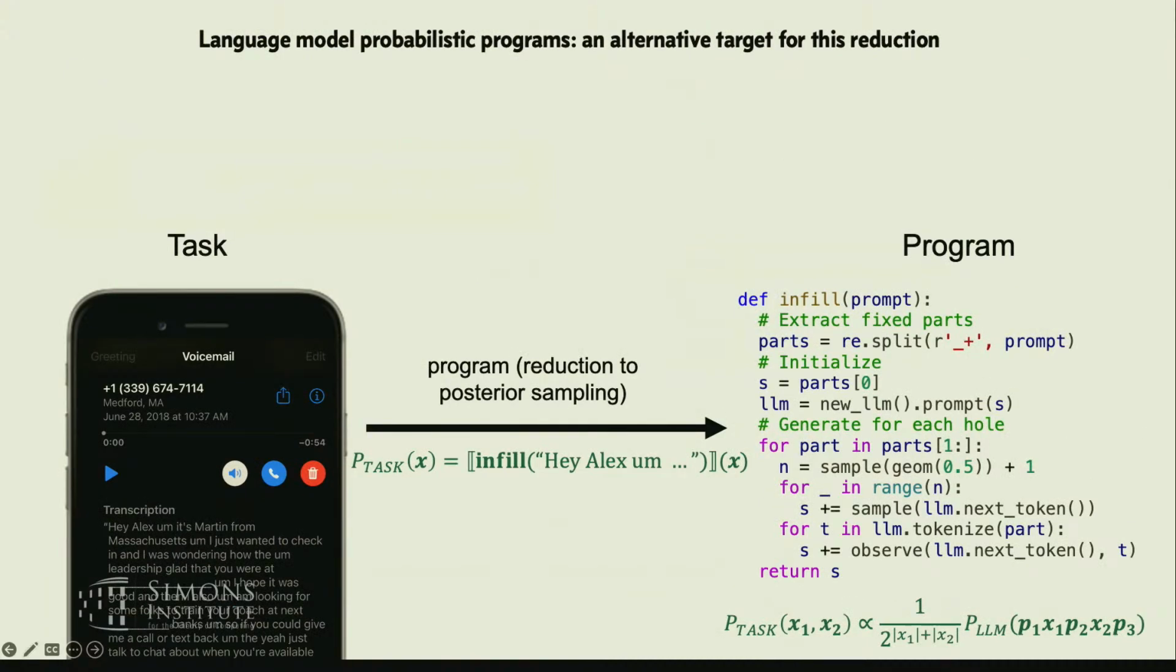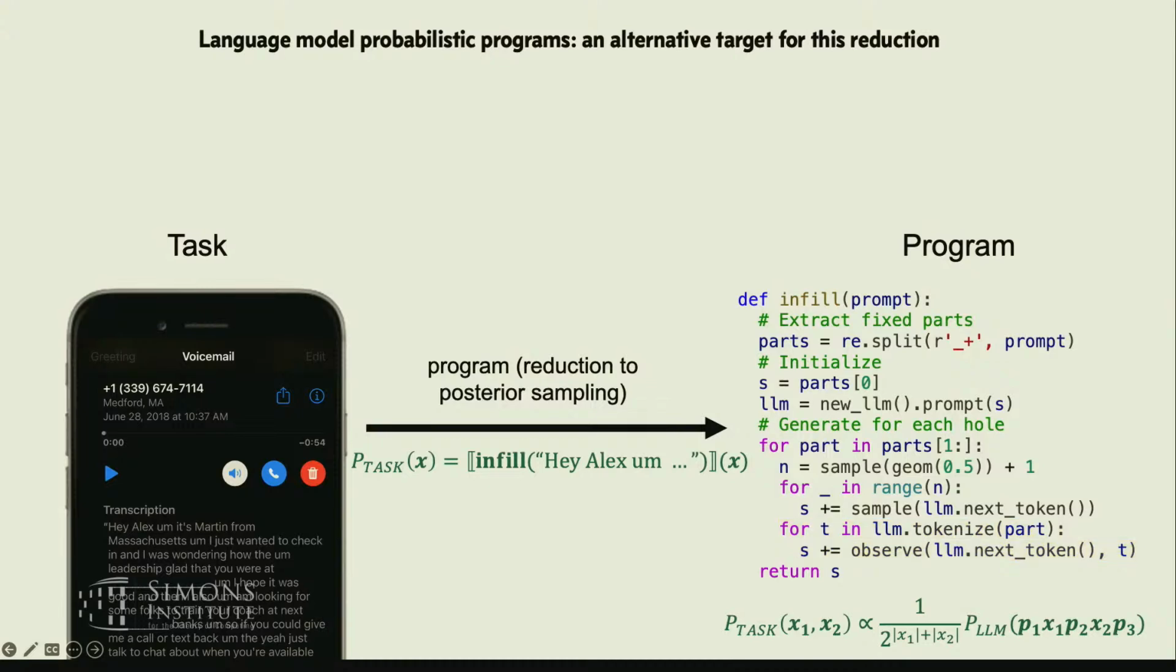So our idea is to, instead of reducing to a prompt, reduce to a probabilistic program that may call a language model, which is a more flexible way of specifying what P task distribution we want to sample from. And I know I'm running low on time, but the idea is that these models can mix calls to the language model with conditioning statements and other logic. So in this probabilistic program for this infilling task, it is in a loop going through each blank that we need to infill, sampling a random number of tokens that should fill that spot, sampling those tokens, and then observing the next fixed fragment, or conditioning on the next part being a fixed fragment.